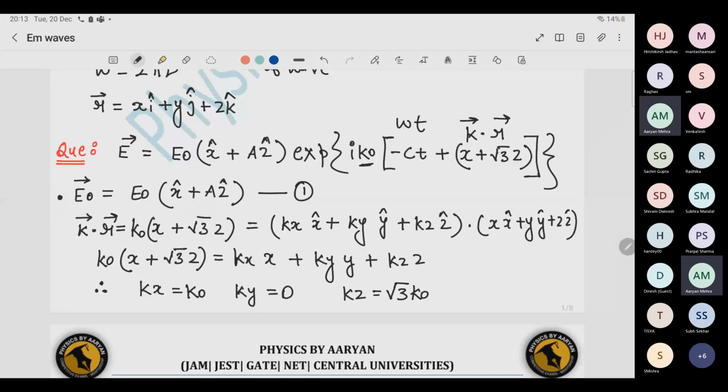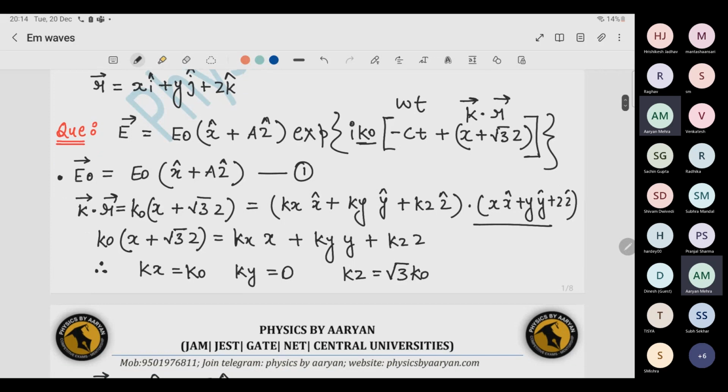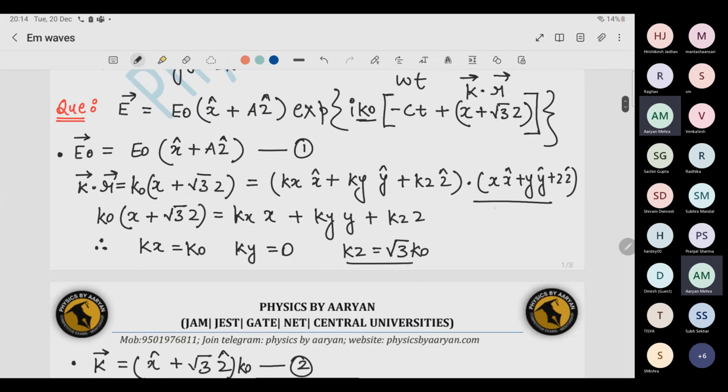So what is your k dot r? Very simple question. K dot r, if I compare, is k naught times x plus root 3 z. But what k dot r actually is: k is kx x cap plus ky y cap plus kz z cap, and your r is x cap plus y cap plus z cap. If I dot product these, you will get kx x, ky y, kz z. Comparing both sides, kx is k naught, ky is 0, and kz is root 3 k naught. Everything clear till here?